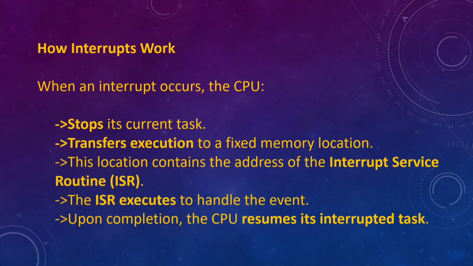Next is how interrupts work. Let's break this process down step by step. The CPU stops its current task, then it transfers execution to a fixed memory location. This memory location contains the address of an ISR. The ISR runs and handles the event. And last but not the least, after completion, the CPU resumes the interrupted task. This way, the system remains responsive and efficient even when multiple events are happening at the same time.